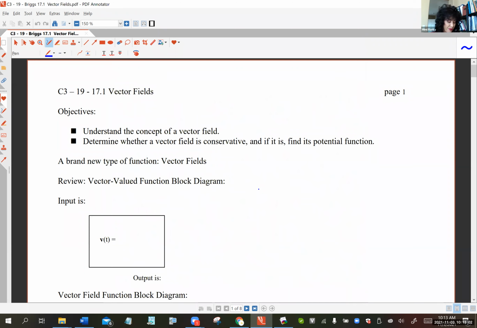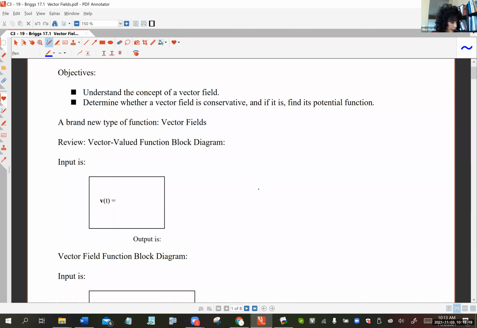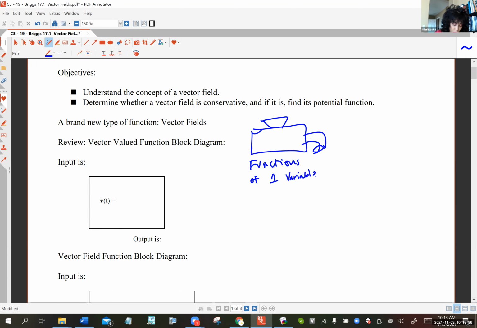Okay. So before we get into a vector field and the definition, let's do some review, because a vector field is actually a new kind of function. So let's go over the brand new functions that we've learned this semester so far that you're supposed to be aware of. Before I do this one here, let's just do the one that you did in algebra, your algebra functions of one variable. This is what you studied in algebra as well as calculus 1 and calculus 2.